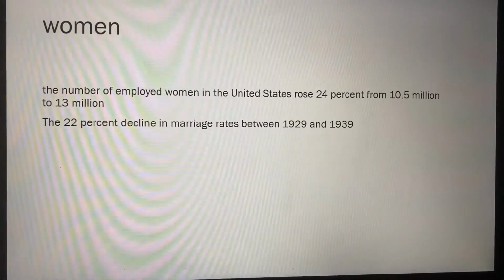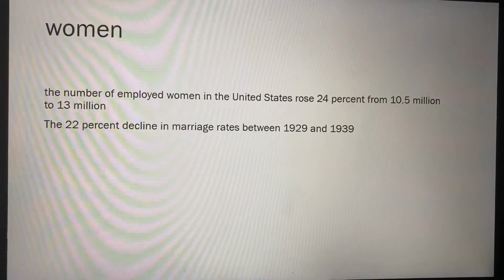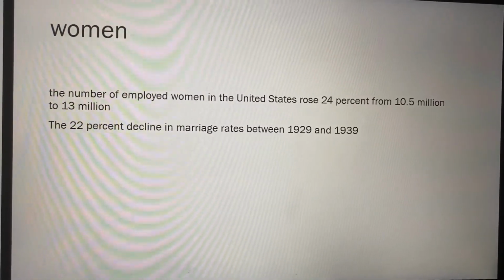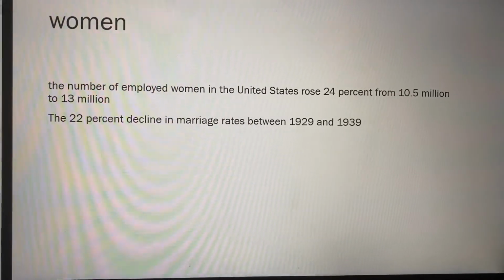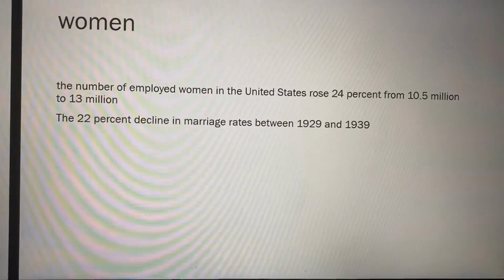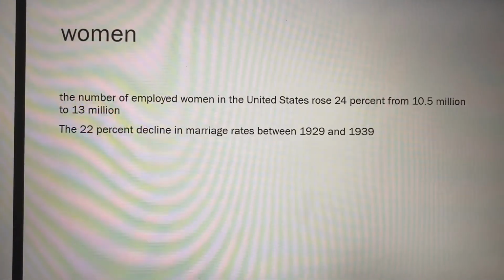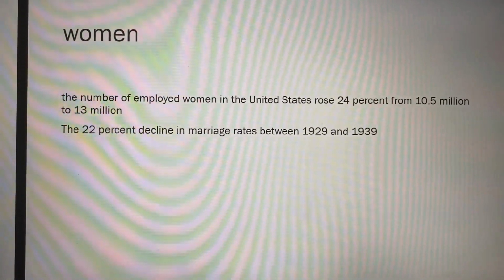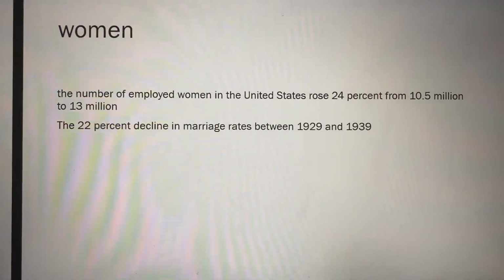There is one more group I want to mention during the Great Depression. It's women. The number of employed women in the United States rose 24%, from 10.5 million to 13 million, and there was a 22% decline in marriage rates between 1929 and 1979. It's interesting that women as a group, their employment and wages were actually not that much affected during the depression, mostly as men lost their jobs.